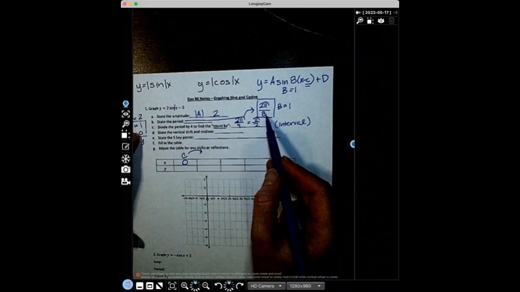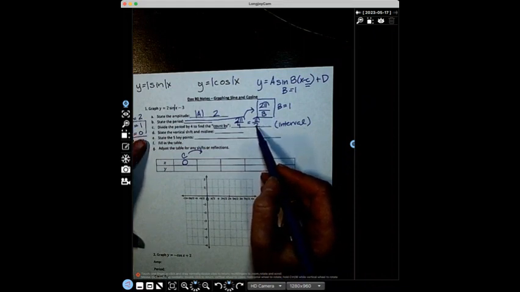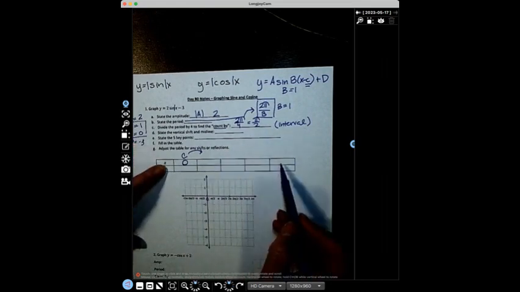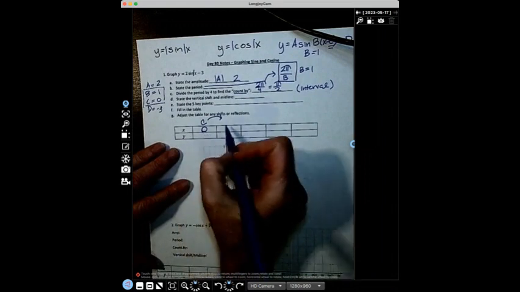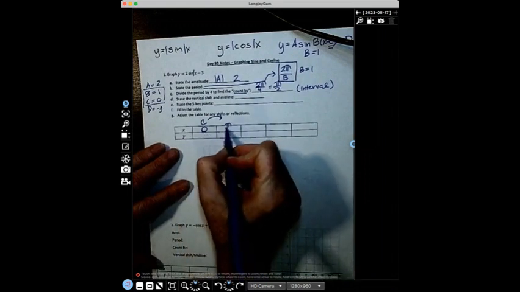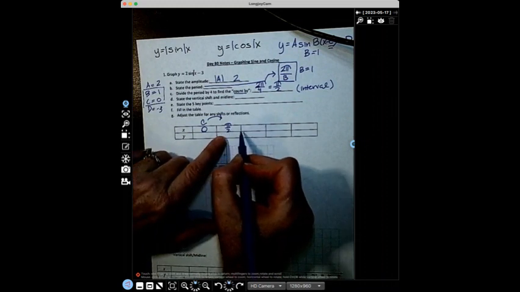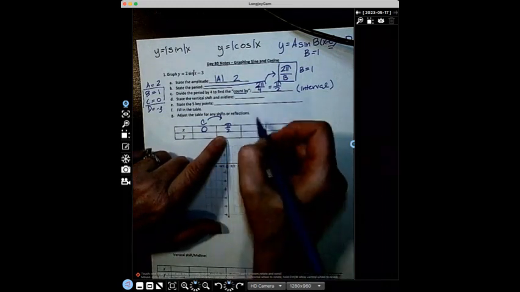Now, because we're going to keep B constant this year, our count by is always going to be pi over 2. 2 pi divided into 4 equal intervals. So 0 plus pi over 2 is pi over 2. Pi over 2 plus pi over 2 equals pi.